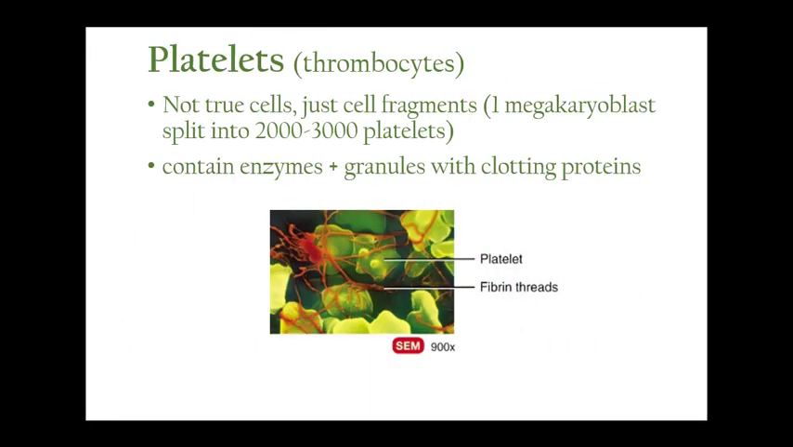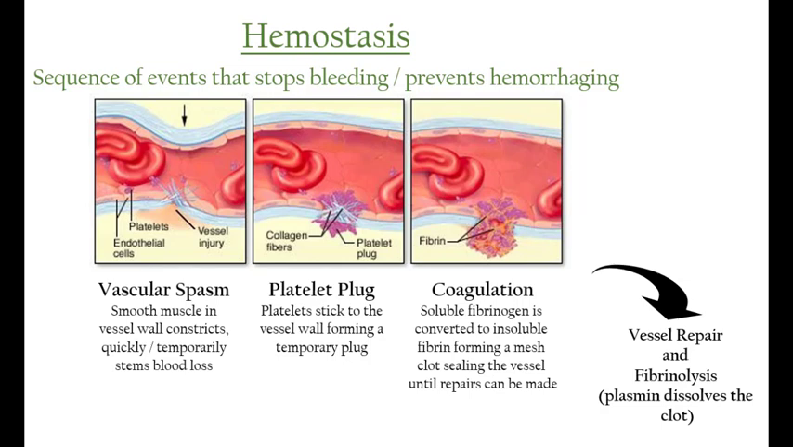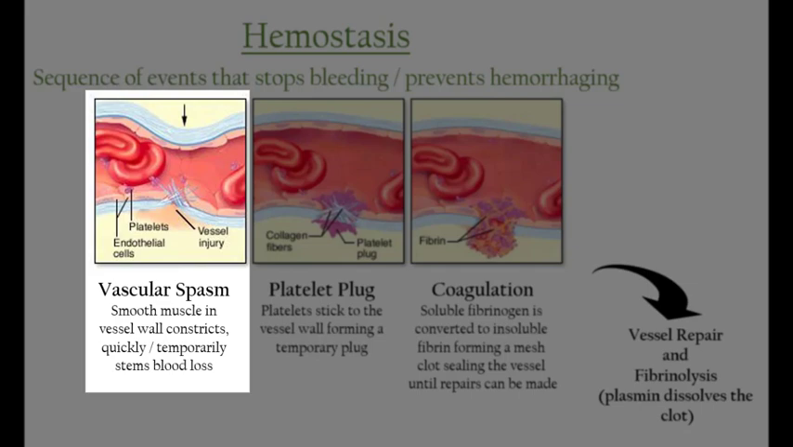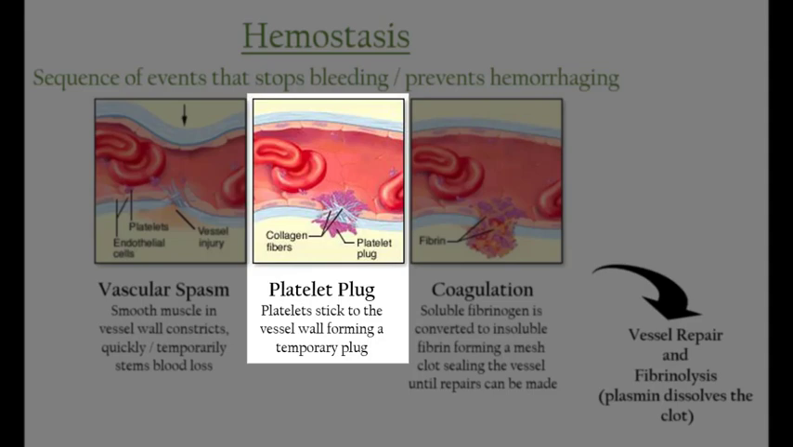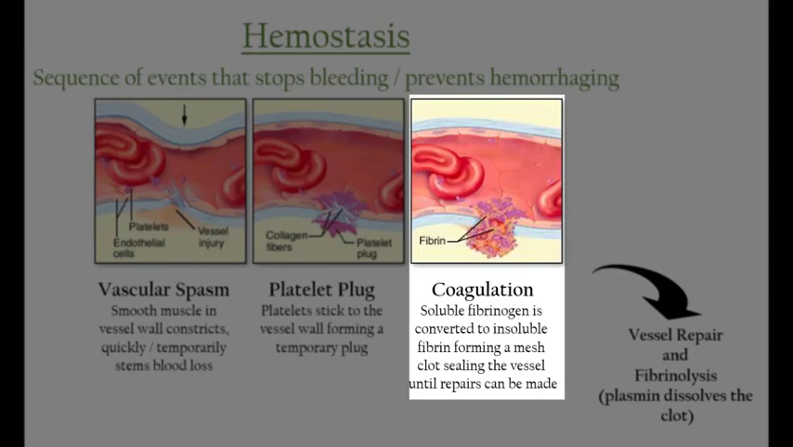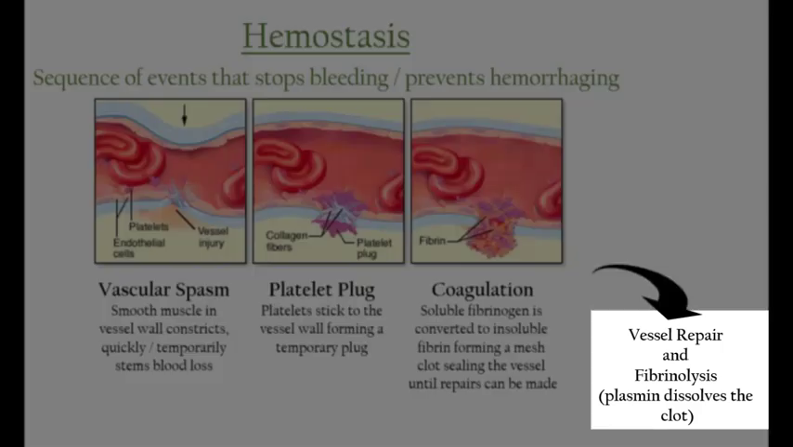Platelets used to be called thrombocytes, but cyte implies cells, and these are just cell fragments. Platelets are responsible for blood clotting, or hemostasis. Hemostasis involves three sequential steps: the vascular spasm, a platelet plug, and then coagulation. So first, the smooth muscle in the vessel wall contracts to temporarily stop the flow until the platelets can attach to the wall, swell, and make a temporary plug. Coagulation involves soluble fibrinogen being converted to insoluble fibrin, which will actually seal the vessel until repair can occur. After that repair, then the clot will be dissolved using plasmin.